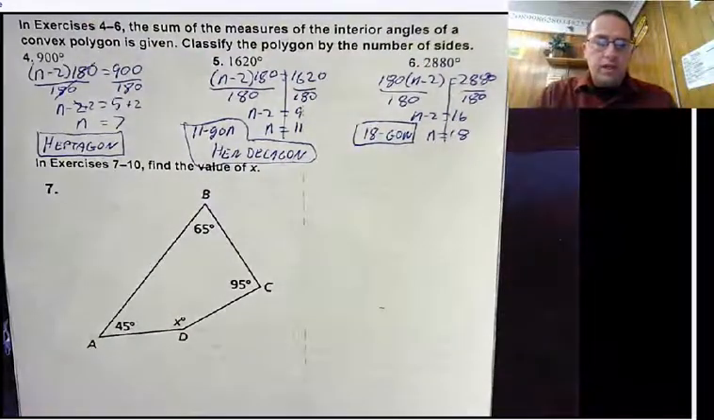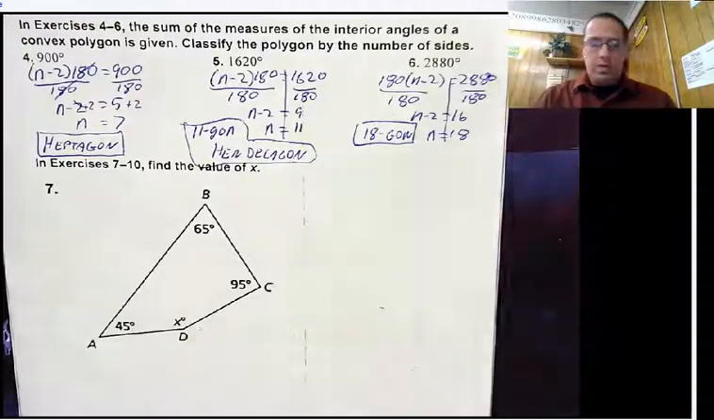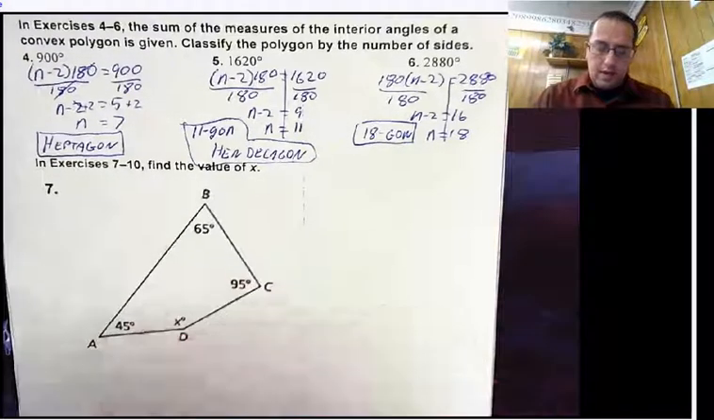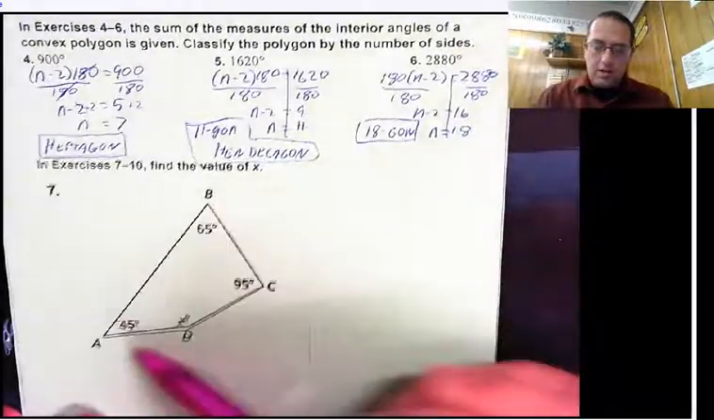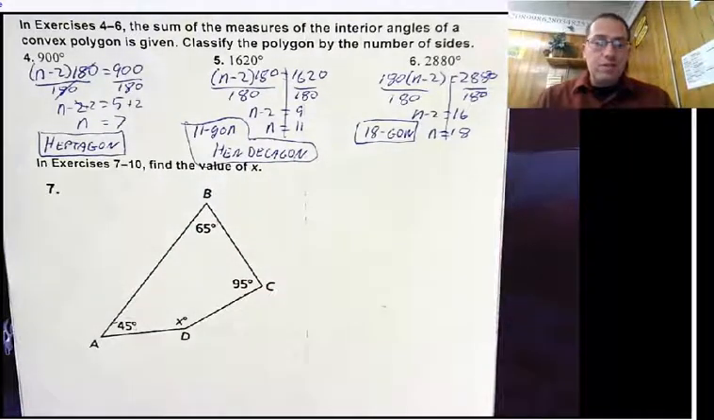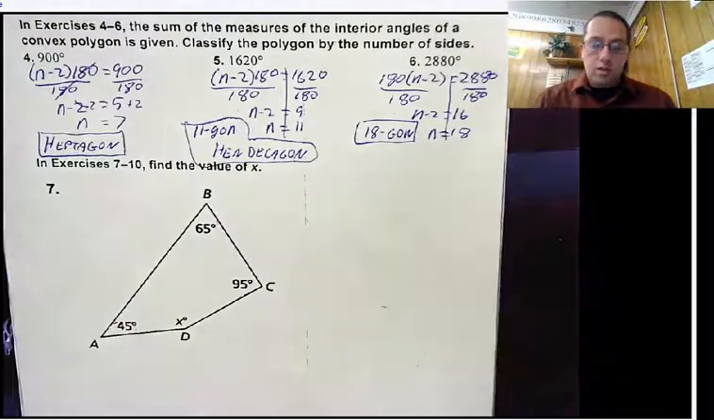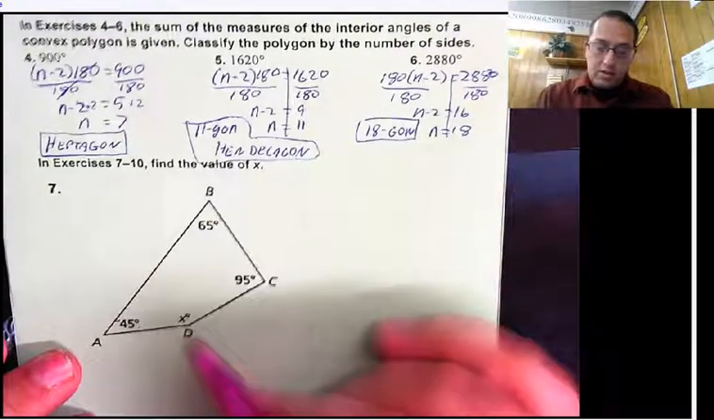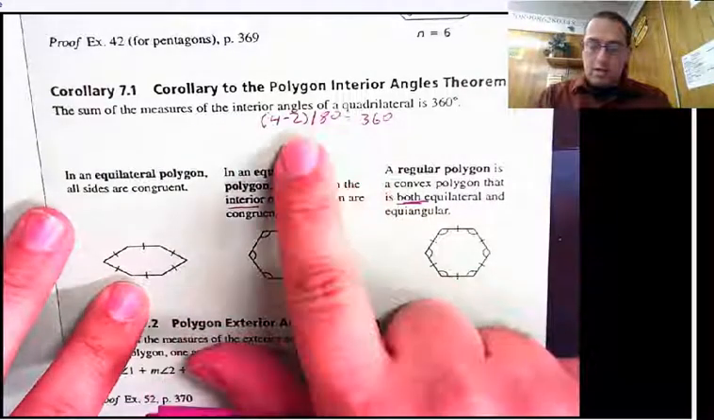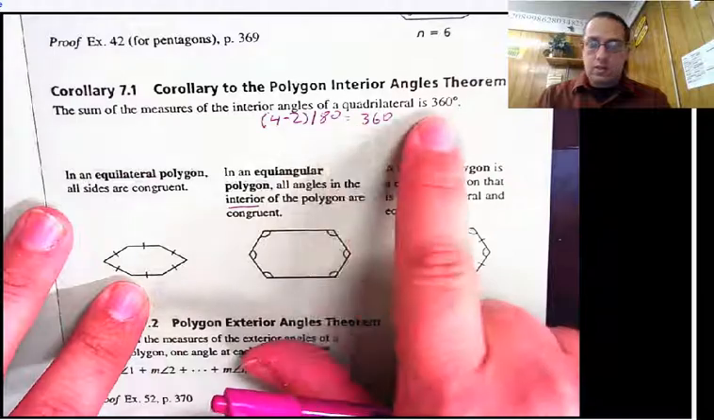For 7 through 10, we need to find the value of x. So we have x degrees. How are we going to figure out what x is? Well, we're basically going to do the same thing we did if we had a triangle. If you have 2 angles of a triangle and you need to find the third one, you add them up and subtract from 180, which is the total. Well, here we're going to do the same thing. This is a quadrilateral, so we had a corollary that said a quadrilateral's angles add up to 360 degrees.